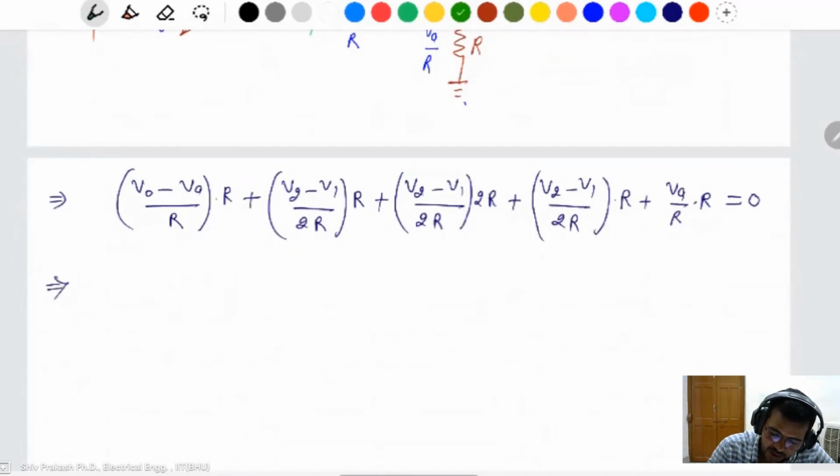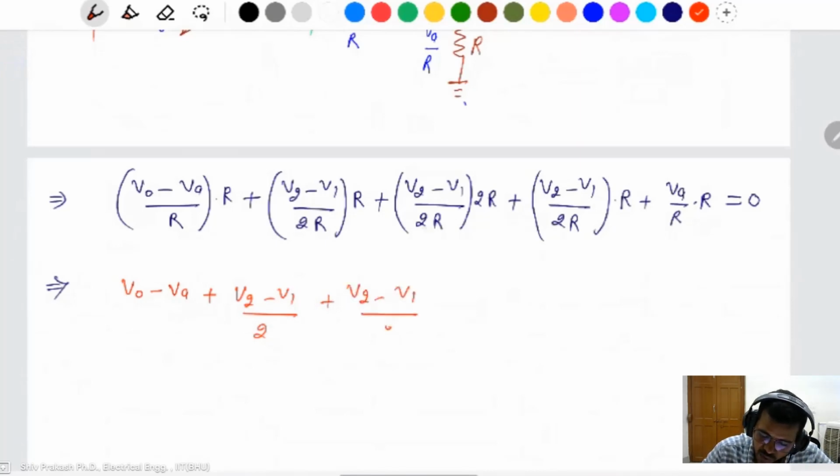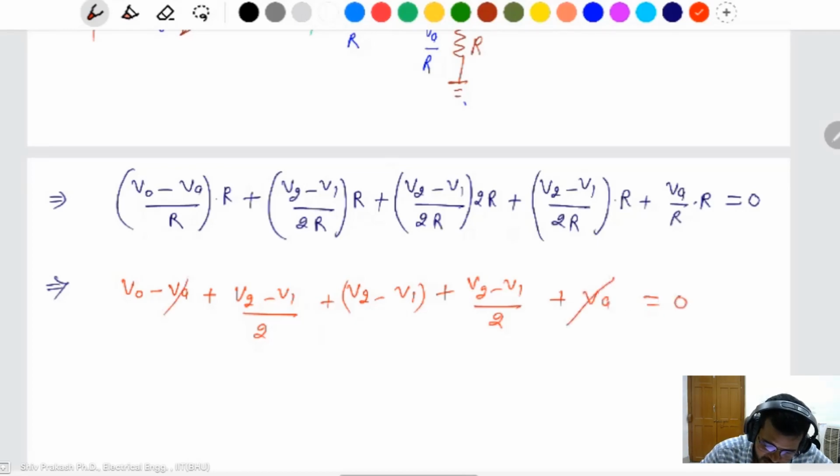All R or B cancel out. Then this is V naught minus of VA plus V2 minus V1 divided by of 2, plus V2 minus V1 divided by of 2, plus of VA is equal to 0. The 2 also cancel out, same. VA also cancel out.